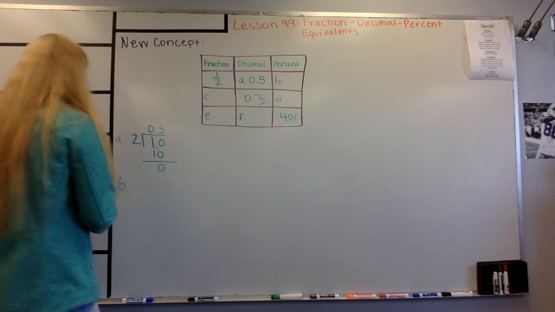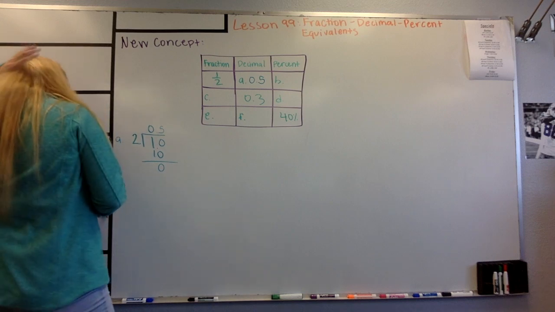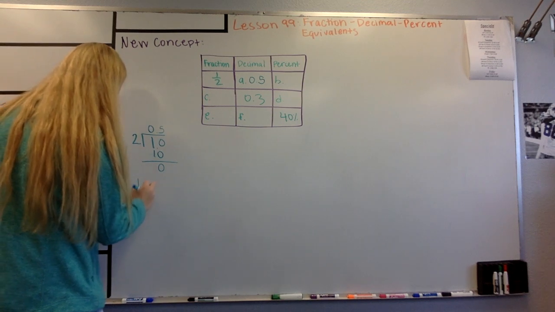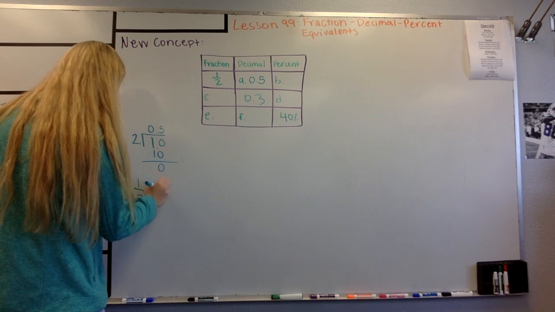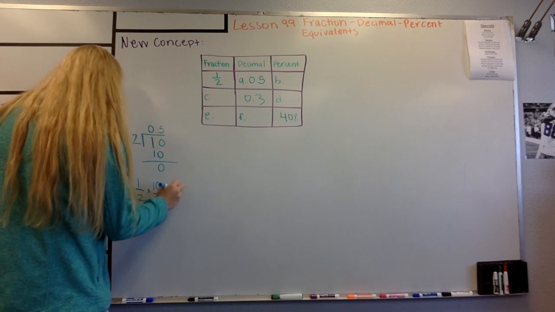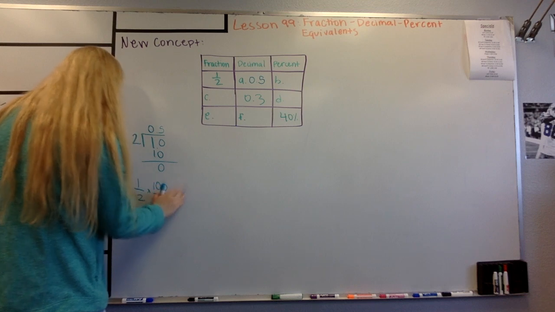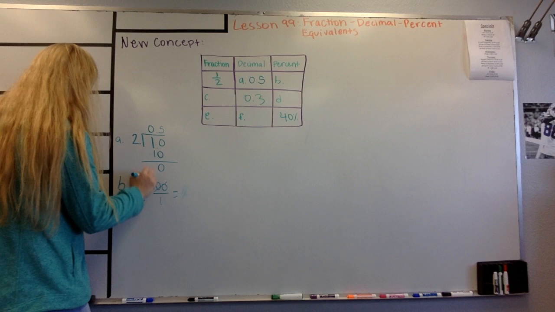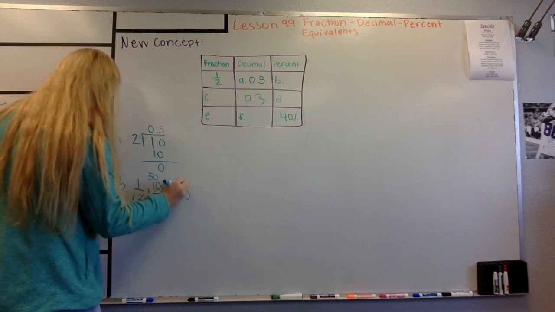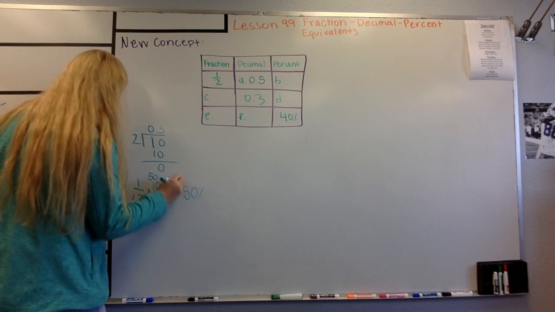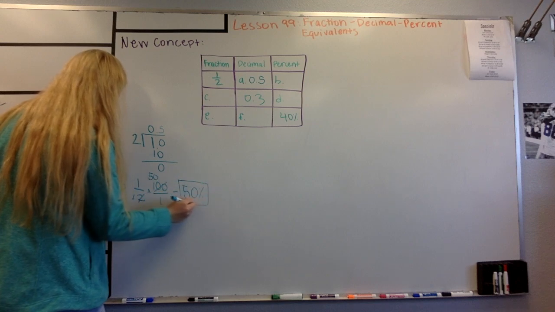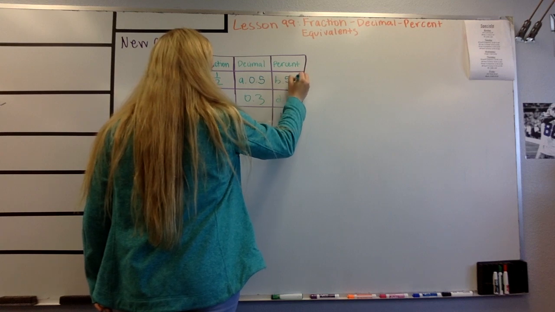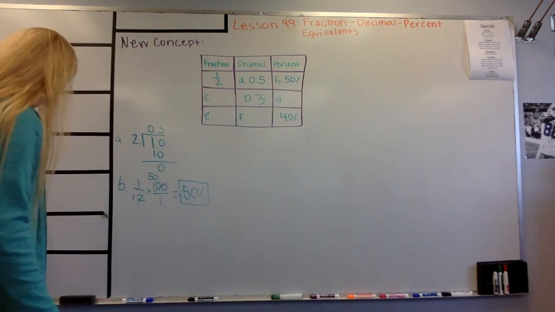Excellent. Now we're going to go to B. B wants to know, how do you make a percent? That's easy. We take 1/2 times 100% over 1. And we're going to cross cancel. So 2 goes into 2 one time. 2 goes into 100 50 times. Then multiply it out. 1 times 50 equals 50. 1 times 1 equals 1. So our total is 50%. Make sure you write that percent sign so it's not wrong.